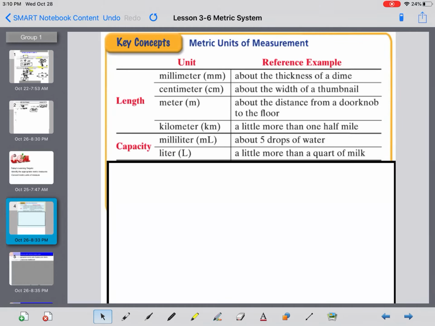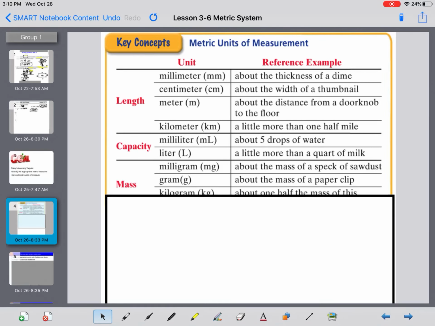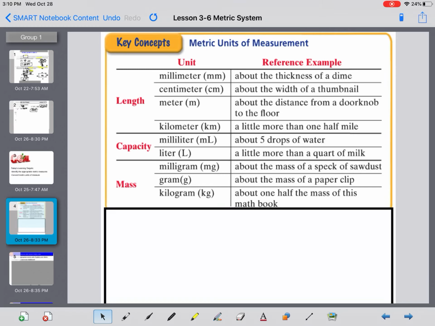Now, capacity. There are two measurements for capacity that we focus on today, milliliter and liter. Notice it is with a capital L. A milliliter is about 5 drops of water. A liter is about a little more than a quart of milk. Some of you might compare it to a 2-liter bottle of pop, and so half of that would be 1 liter. Mass.